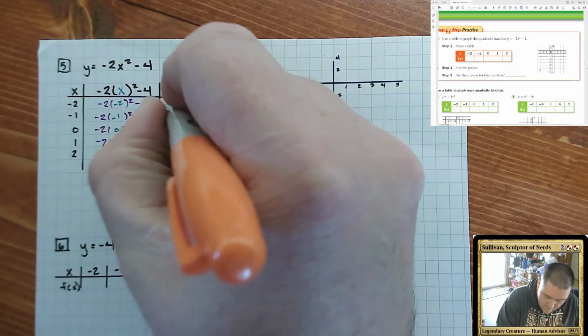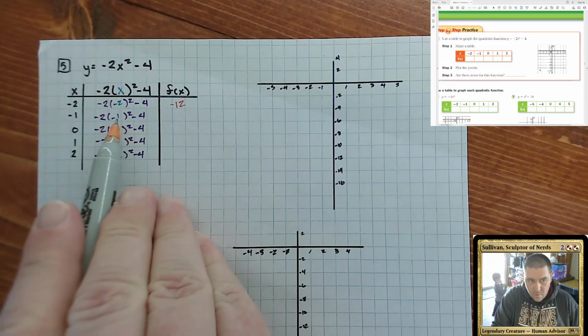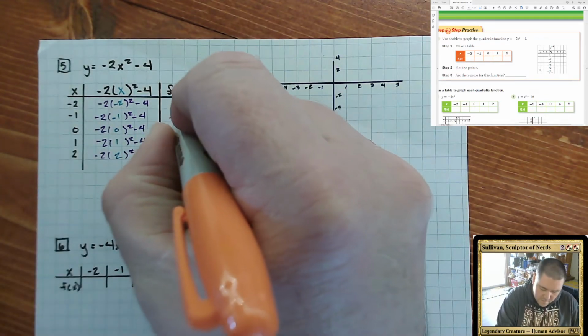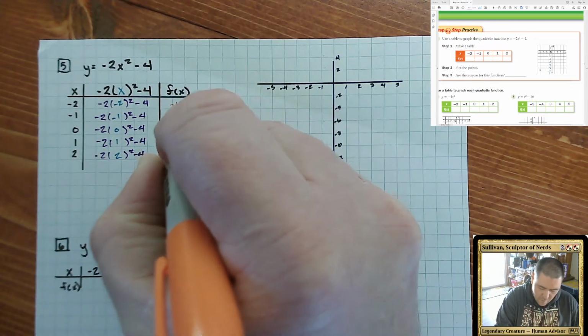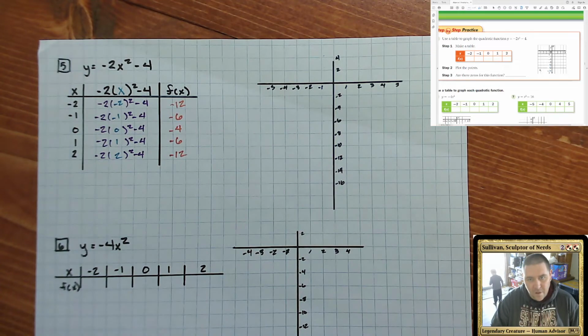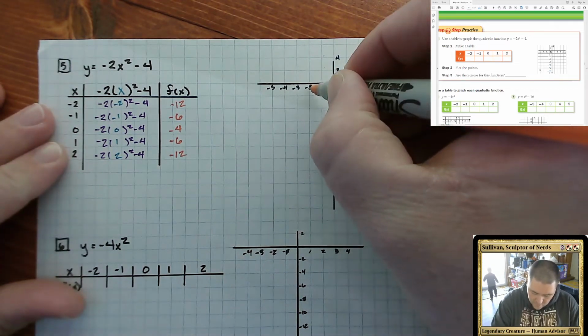Getting -12. Getting -1 squared is 1. 1 times -2 is -2. -2 minus 4 is -6. Is -4 is -6 is -12. Plot your points. Okay. -2, -12.